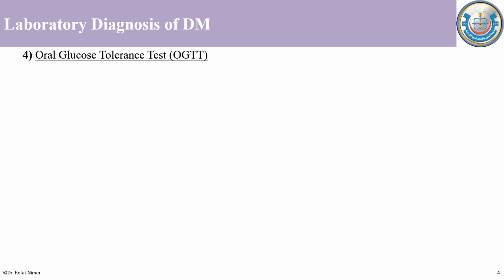Now, test number 4 for diagnosing diabetes mellitus: the oral glucose tolerance test. Oral comes from mouth, because in this test we give the patient a glucose solution and continue the test. Tolerance is the ability of your body to utilize the carbohydrates, specifically to utilize the glucose.